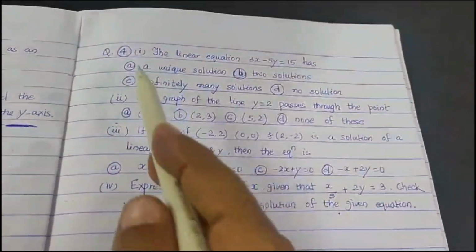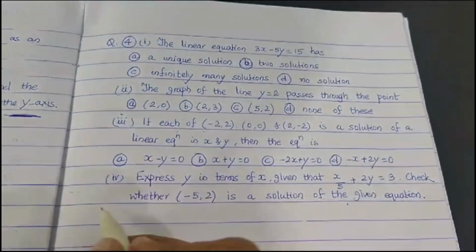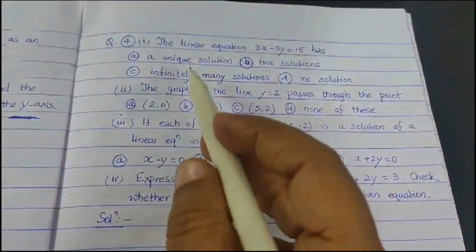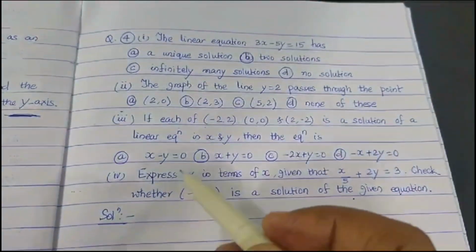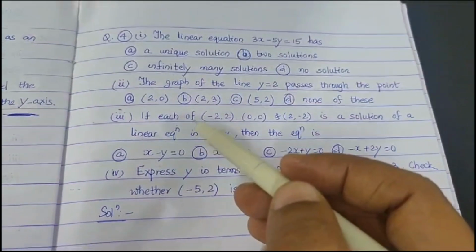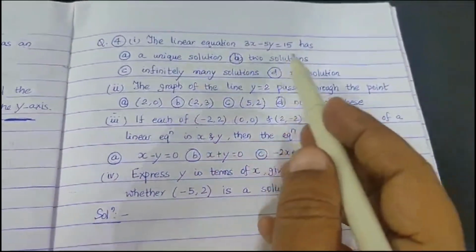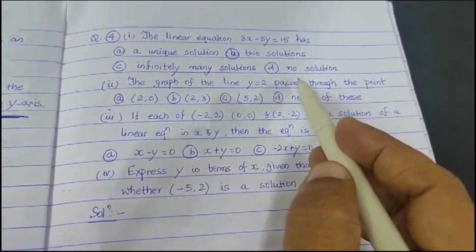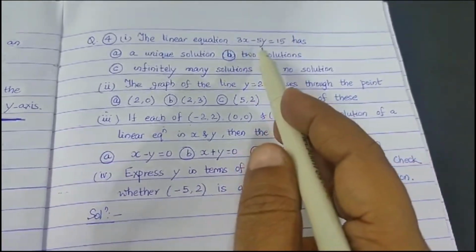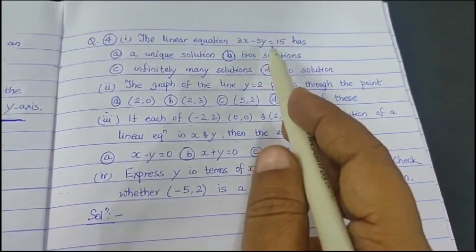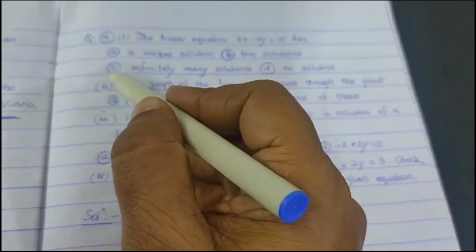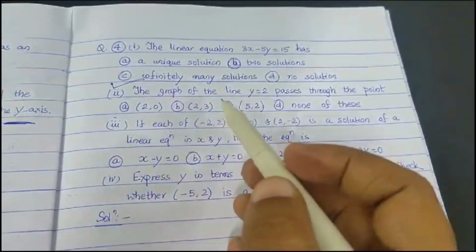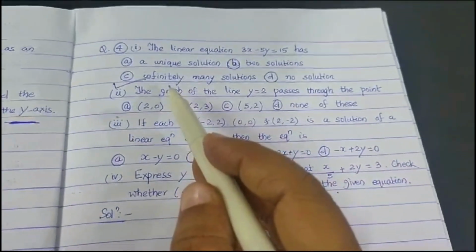Now let's solve these 4 questions. Question number 1 is the linear equation. These are all objective type questions. At least 3 of these are objectives. The linear equation has a unique solution, 2 solutions, infinitely many solutions, or no solution. So this is a linear equation in 2 variables, and we know that a linear equation in 2 variables has infinitely many solutions. Okay, so we don't need to write anything, we can just say that it has infinitely many solutions.